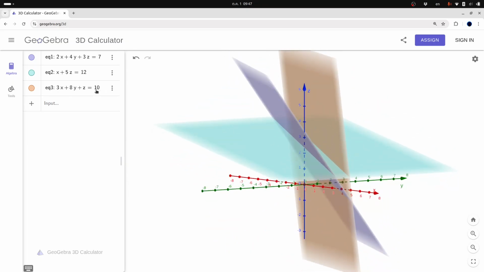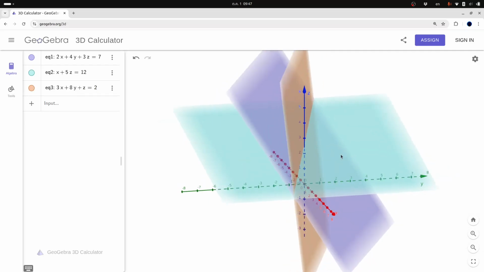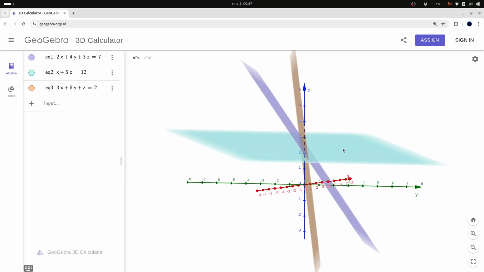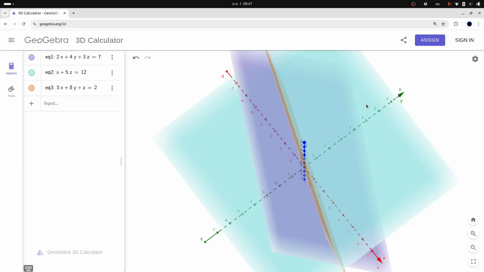Okay, now if I change this to 2, let's take a look at that. You can see that this orange plane moves a little bit, and then it basically touches the other plane, right?